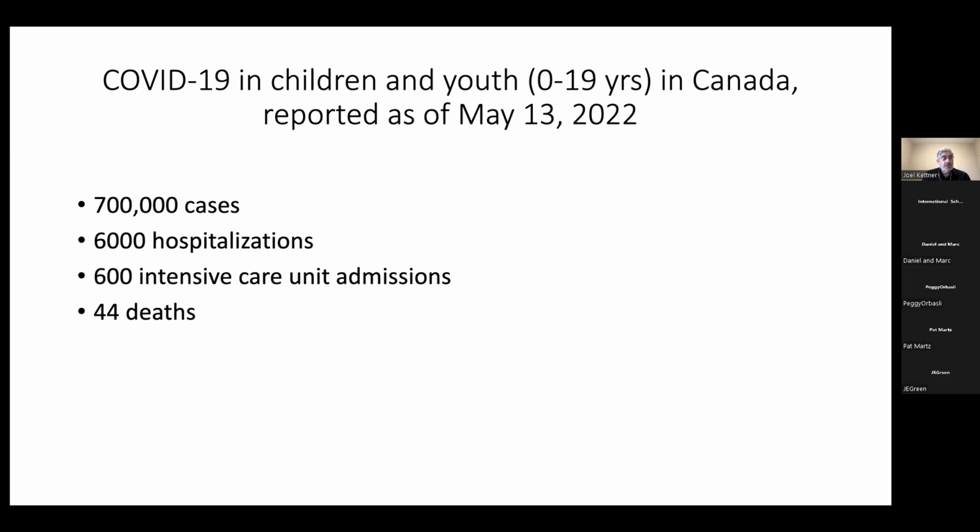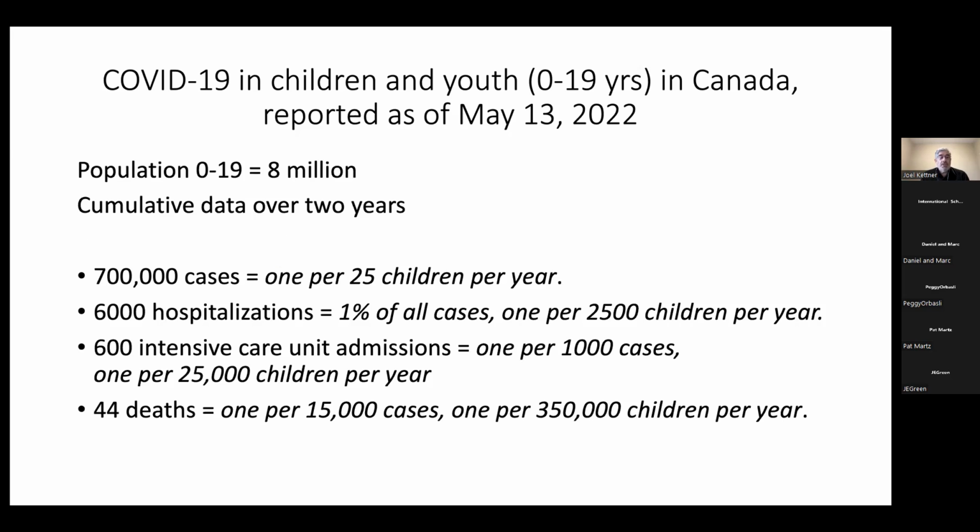This is the most recent cumulative data over 2 years and 2 months for children under the age of 19. Those are the numbers. I'm not saying they're high or low, but what we don't see often is even a fairly simple arithmetical portrayal or description or education about what this means in a population of 8 million people in that age group.